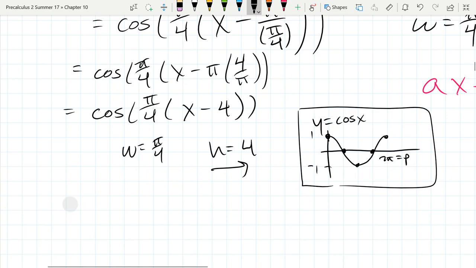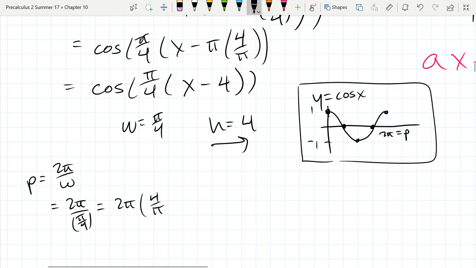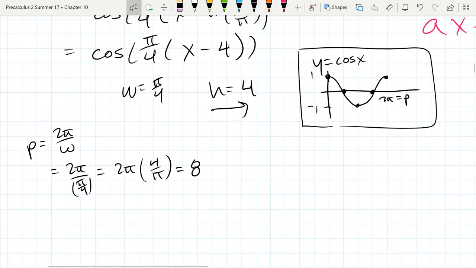right there. We're going to take this standard period and modify it by w. So our new period is 2 pi over w, which is 2 pi over pi over 4. Multiply by the reciprocal of the denominator, 2 pi times 4 over pi. Pi's cancel, 2 times 4 is 8. All right, so the period is 8. That may seem a little weird. Don't worry about it. If you notice, the period is not a multiple of pi, and the horizontal shift is also not a multiple of pi. So things will work out okay.